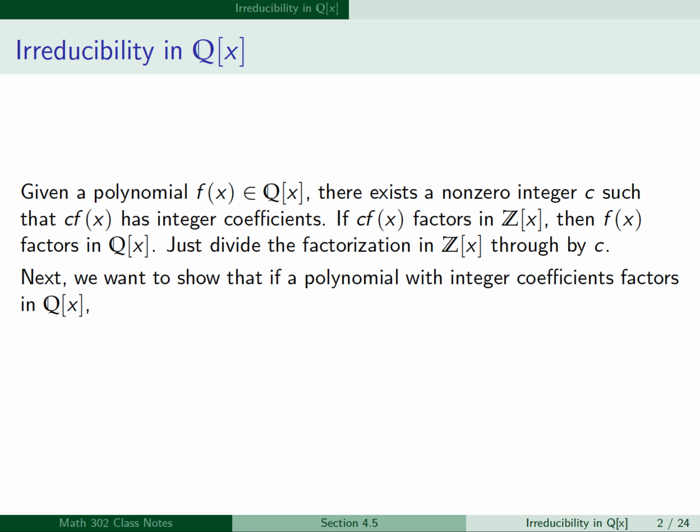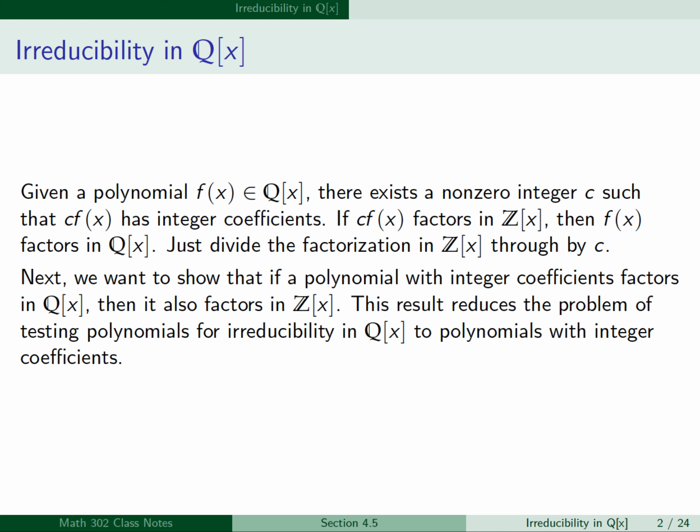Next, we want to show that if a polynomial with integer coefficients factors in Q[x], then it also factors in Z[x]. This result reduces the problem of testing polynomials for irreducibility in Q[x] to polynomials with integer coefficients. Before we can prove this theorem, we first need a lemma.